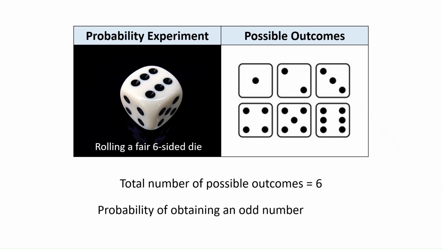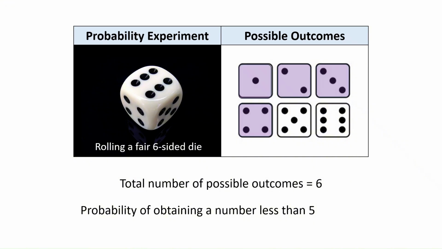What is the probability of obtaining an odd number? There are 3 odd outcomes: 1, 3, and 5. Hence, the probability of obtaining an odd number is 3 out of 6, which can be reduced to the fraction half. And what is the probability of obtaining a number less than 5?